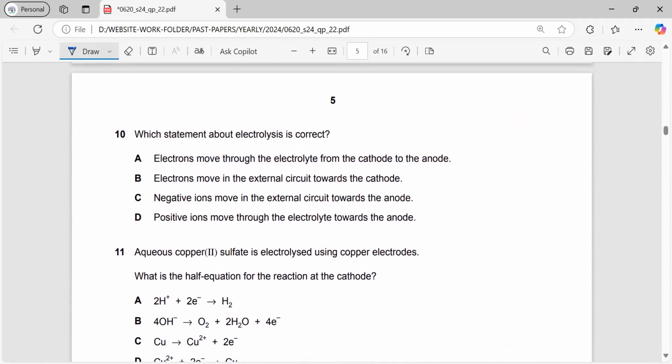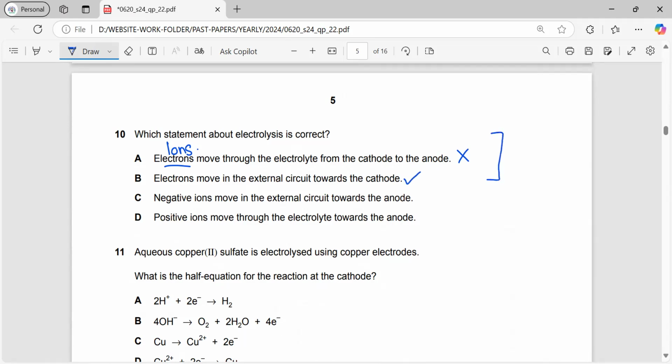Question number 10. Which statement about electrolysis is correct? Electrons move through the electrolyte from cathode to anode? No, because through the electrolyte, ions move, not the electrons. B, electrons move in the external circuit towards the cathode. It's correct.